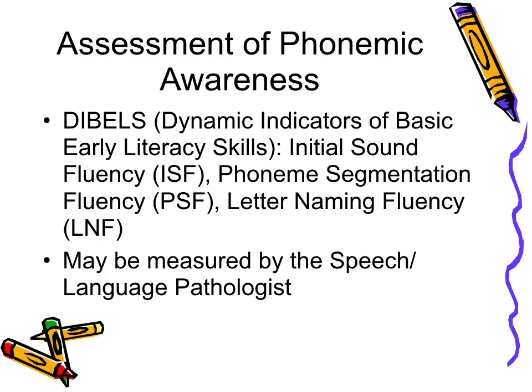The DIBELS evaluation stands for Dynamic Indicators of Basic Early Literacy Skills. They're considered dynamic because they are sensitive and responsive to change. They have some subtests called initial sound fluency, phoneme segmentation fluency, and letter naming fluency, and these are skills that can be measured as early as the preschool years to get a good indicator of students who have appropriate development in their early literacy, so that we can provide intervention and remediation as soon as possible.